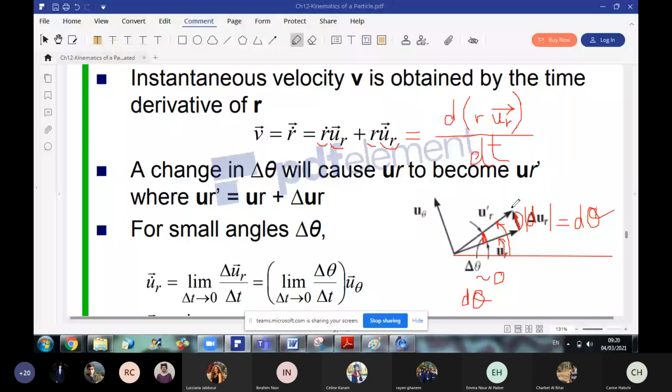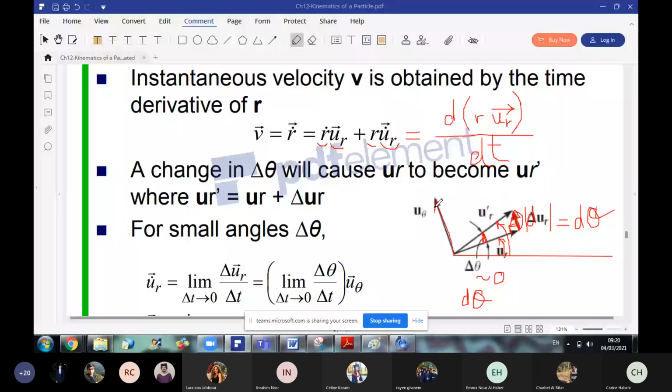So what will be the angle here? 90 degrees. This means what? This means that, as you can see in the figure, dUR is parallel and has the same sense as U theta. This means that U theta is the unit vector of dUR. So what can I deduce now?